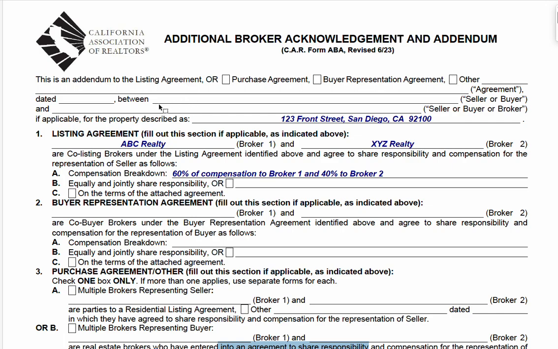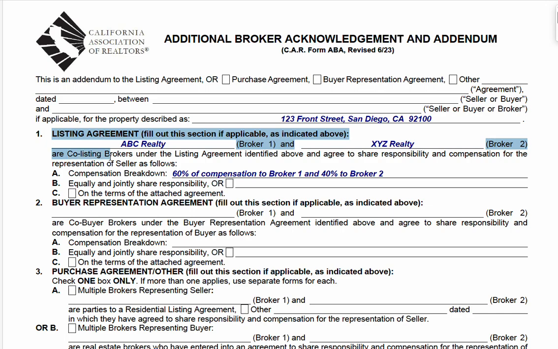And then you can put between the parties, if applicable, of course. I mean, you're not going to have two different parties if you're doing a buyer representation agreement. And then the property, which, of course, if applicable, but you may not have a property address if you're doing a buyer representation agreement. But if it's a listing or purchase agreement, yes, you're going to have an address. Now, that's pretty simple. That's straightforward, right? You're just filling out a questionnaire.